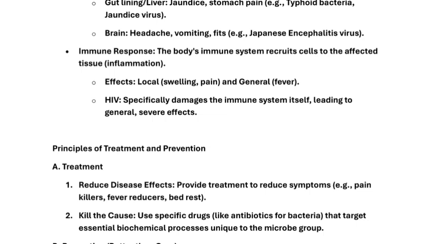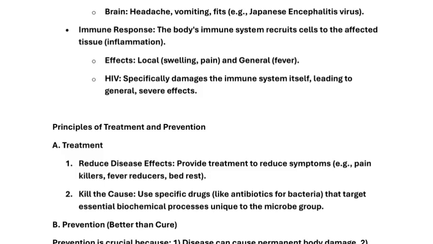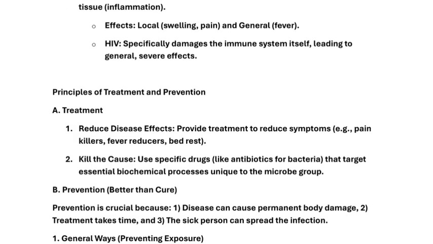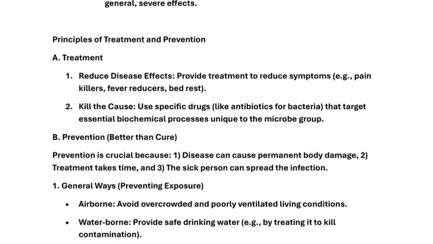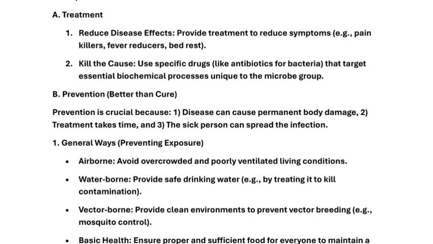Immune response: the body's immune system recruits cells to the affected tissue, causing inflammation. Effects: local, swelling and pain, and general, fever. HIV specifically damages the immune system itself, leading to general, severe effects. Principles of treatment and prevention. Treatment: 1. Reduce disease effects, provide treatment to reduce symptoms, example painkillers, fever reducers, bed rest. 2. Kill the cause, use specific drugs, like antibiotics for bacteria, that target essential biochemical processes unique to the microbe group.